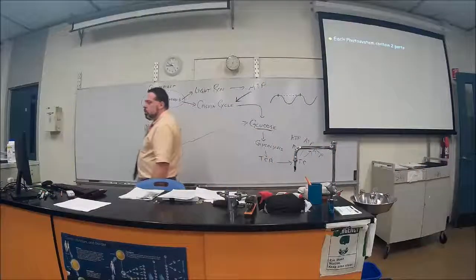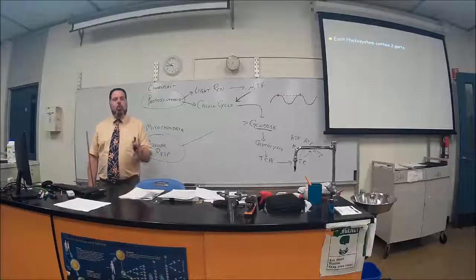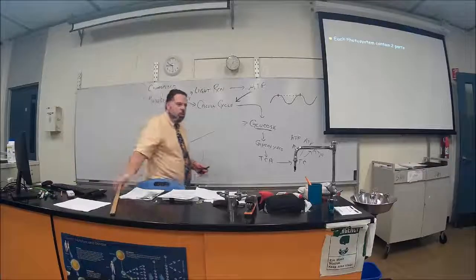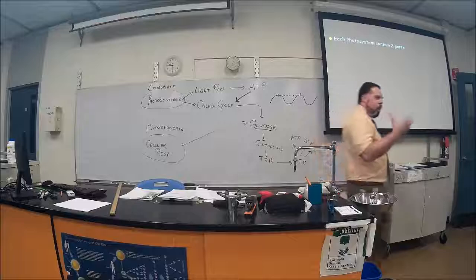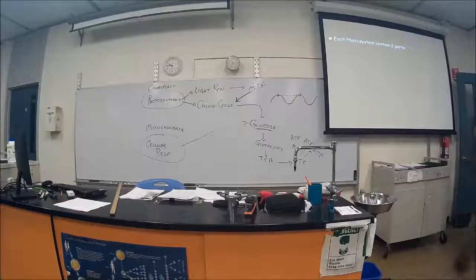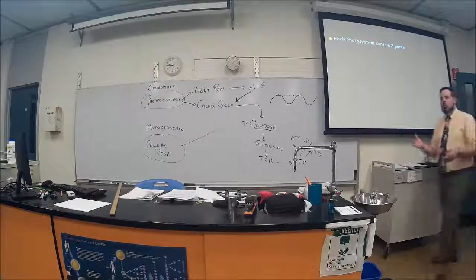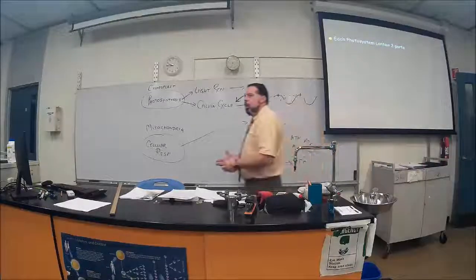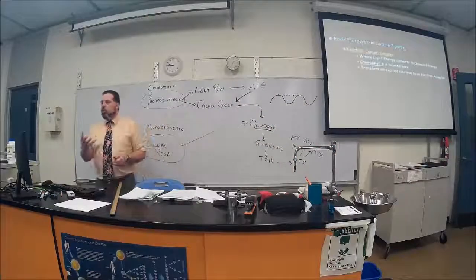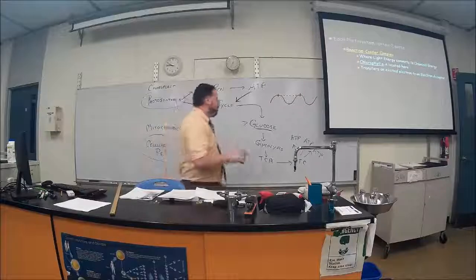So each photosystem contains two parts. Now this photosystem is, as the name implies, about light. It's going to funnel the light from the outside and put it into something that we could change into energy. So a photosystem is going to capture this light. And it has two parts. And I'll show you a picture of this so you can see it.